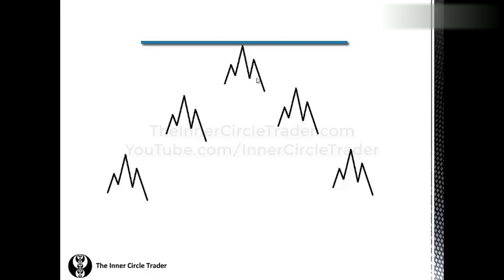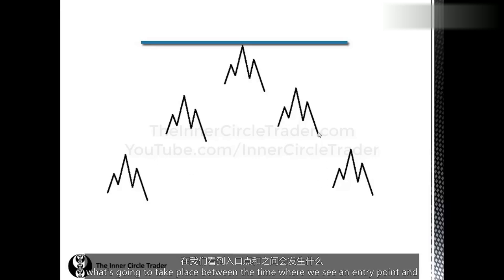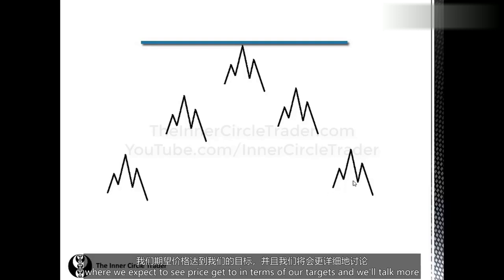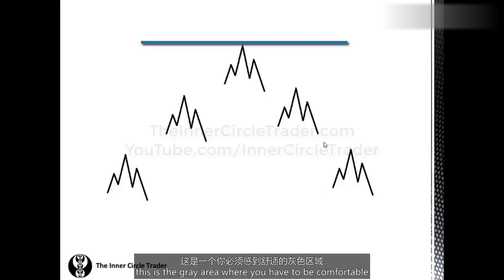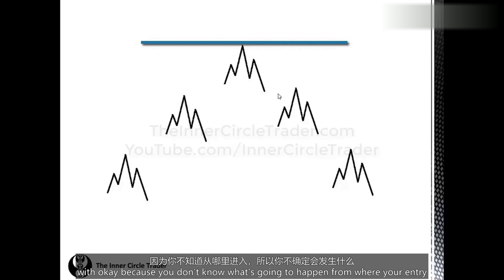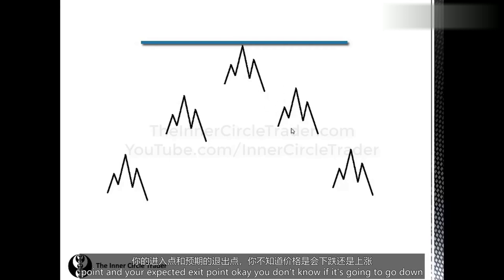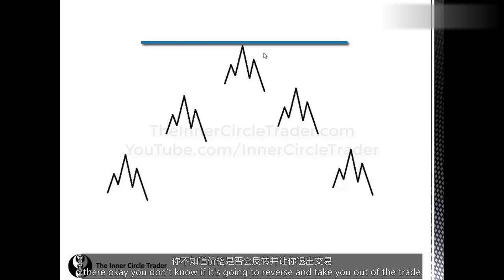Okay, and then as price starts to trade down, this is the gray area. All these areas where there's missing gaps, that's intentional. Okay, we don't know what's going to take place between the time where we see an entry point and where we expect to see price get to in terms of our targets, and we'll talk more about that later on. But this is the gray area where you have to be comfortable, because you don't know what's going to happen between your entry point and your expected exit point. You don't know if it's going to go down there. You don't know if it's going to reverse and take you out of the trade.